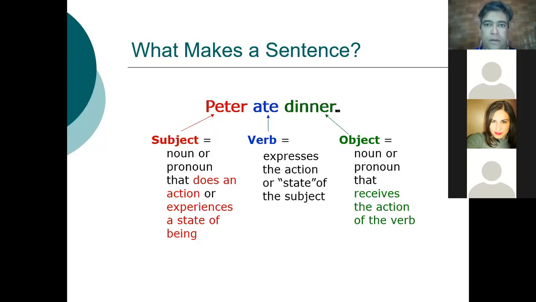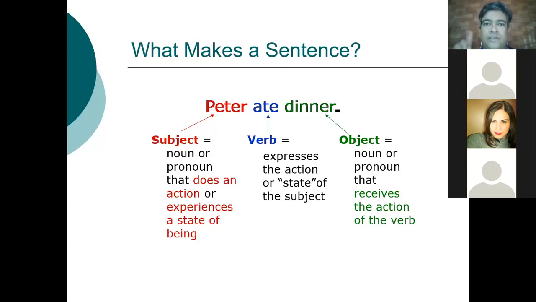But what about if I say "Peter ate yesterday"? In that case, what would it be? That would be like a complement, or like a predicate. In that case, "yesterday" doesn't refer to just a thing. It refers to an adverb. Actually, "yesterday" is a time adverb. So when we add an adverb at the end of the sentence, after the verb, we consider it a predicate or a complement. Either way.